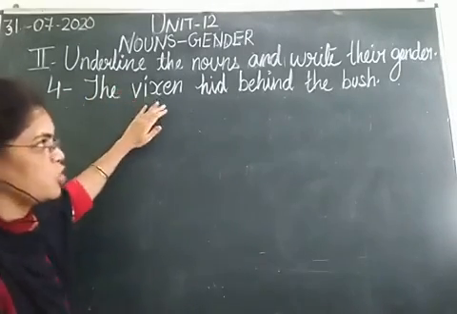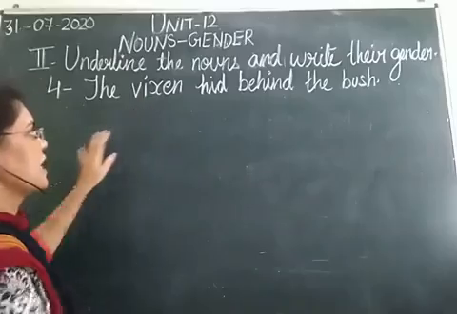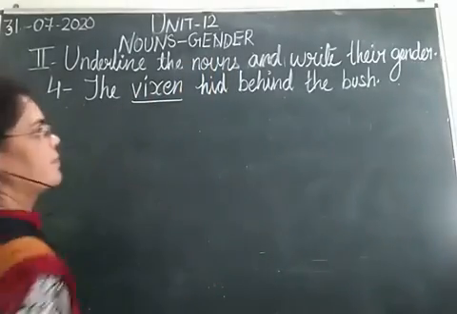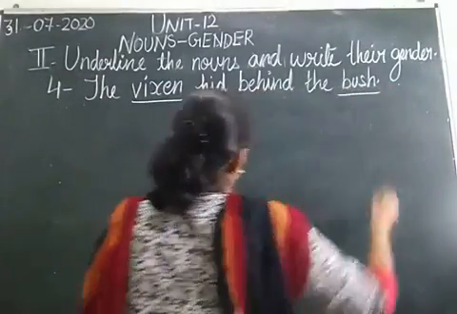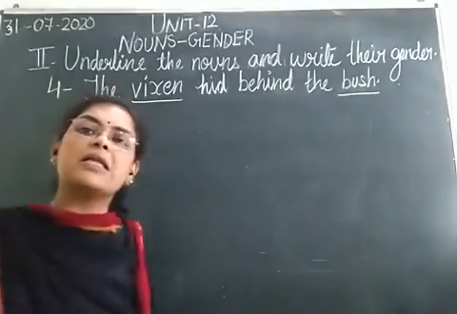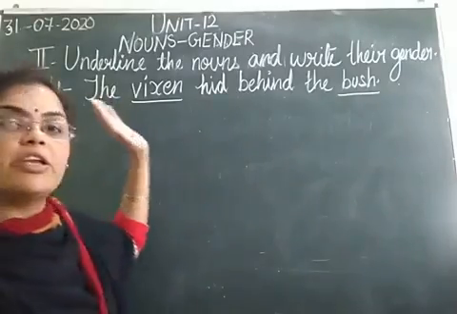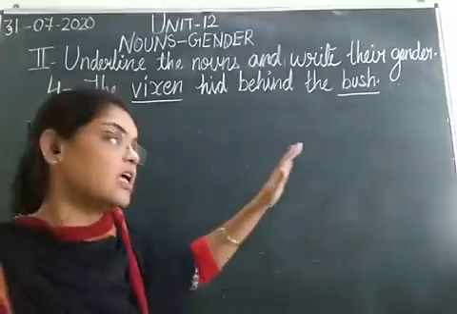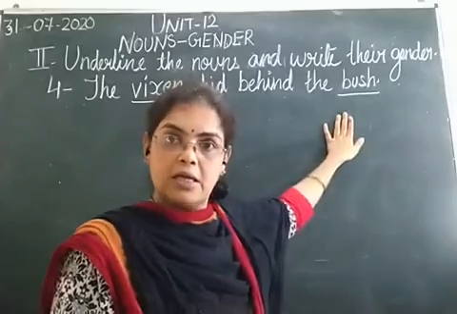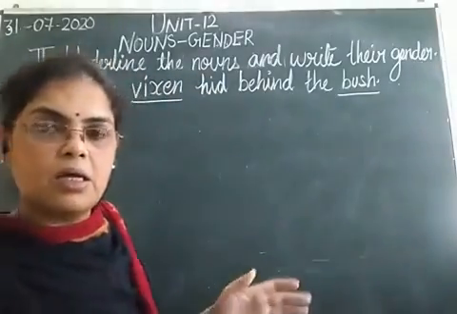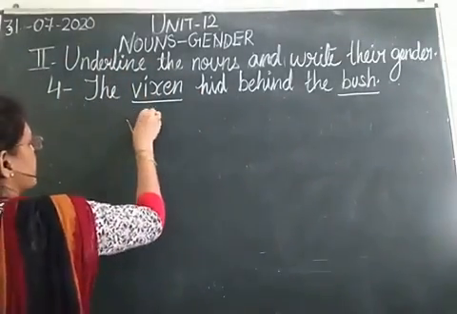Now students, we need to first identify and underline the nouns in this sentence. Our first noun is vixen. And the second noun is bush. Name of animals, things, persons, places. These are all nouns. So, first of all, we need to identify and underline the noun. Vixen भी एक animal का नाम, तो noun. Bush again, a plant smaller than a tree and bigger than a plant. झाड़ी जिसको बोलते हैं.